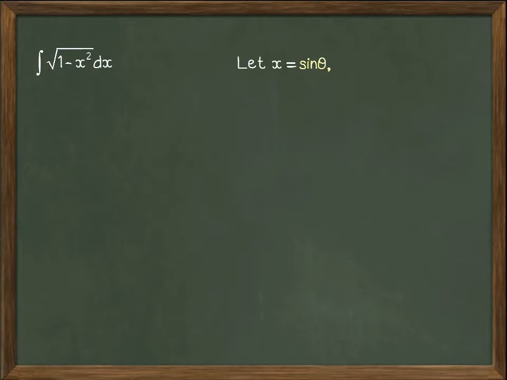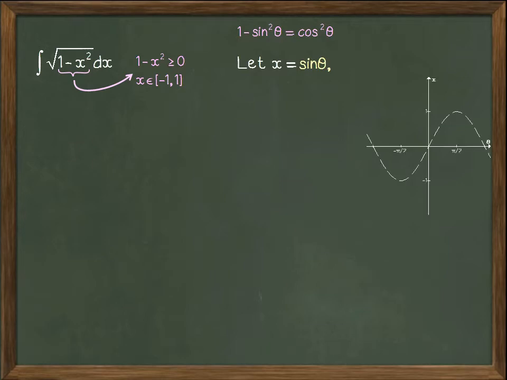I based my choice on two things. Firstly, we know that 1 minus sine squared theta is equal to cosine squared theta. So 1 minus x squared will become 1 minus sine squared theta, which equals cosine squared theta. And secondly, the restriction on x is that x must be between -1 and 1, and we know that sine theta has a range between -1 and 1. Therefore, x equals sine theta seems to be a suitable choice for substitution.